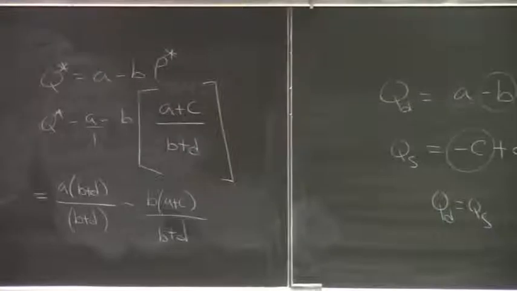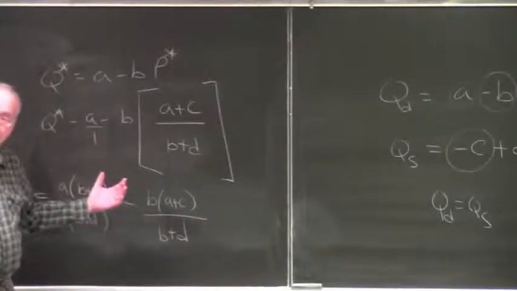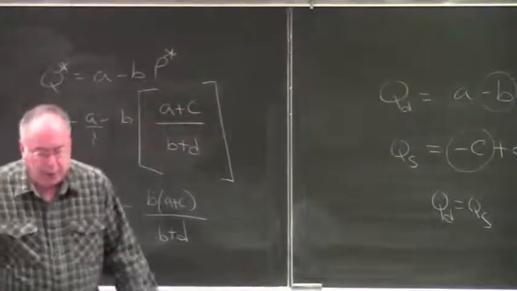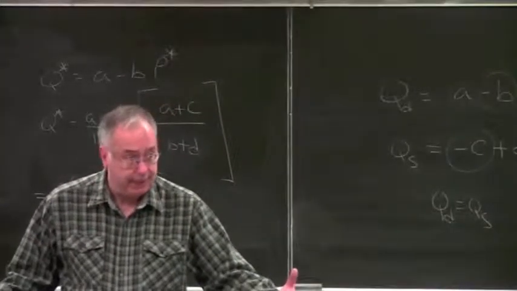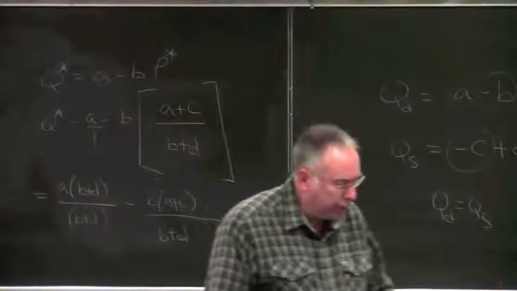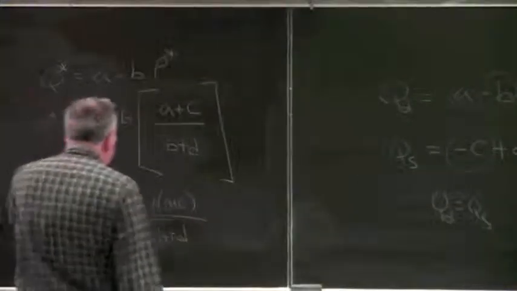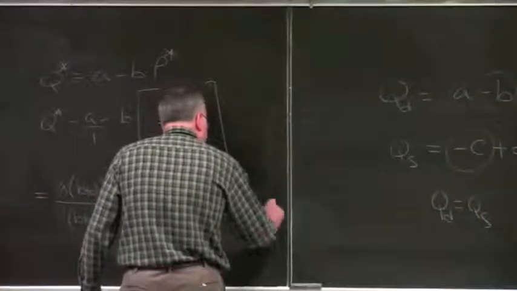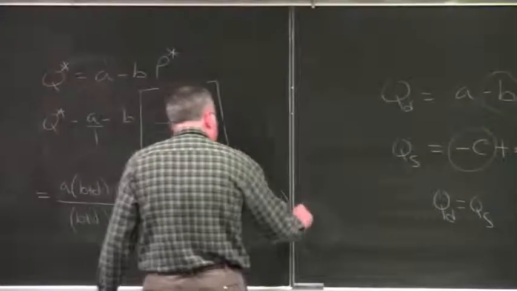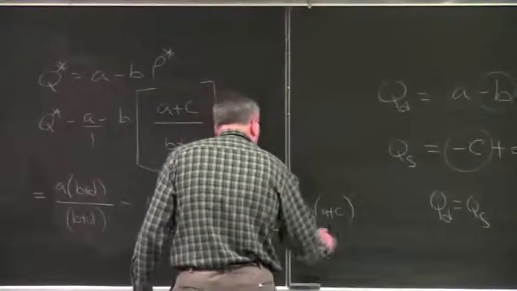Now these two terms have the same denominator, and when they have the same denominator, you can just add or subtract the numerators. Like if you have 1/3 plus 2/3. 1/3 and 2/3 have the same denominator. So 1/3 plus 2/3 is 3/3. Same idea. So now we can rewrite this as A times B plus D minus B times A plus C over B plus D.